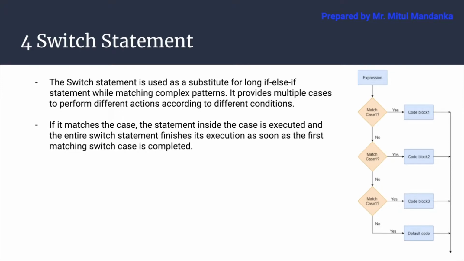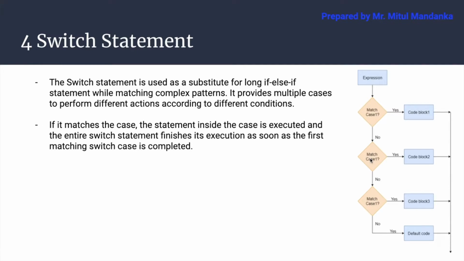If we check the working of a Swift switch statement, it goes from top to down. It takes an expression and compares it with each case value. If it matches a case, the statement inside the case is executed and the entire switch statement finishes execution as soon as the first matching switch case is completed. If there is no match for the case, it goes to the next case.